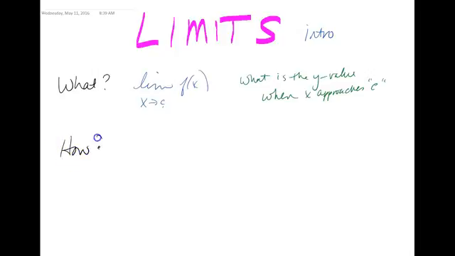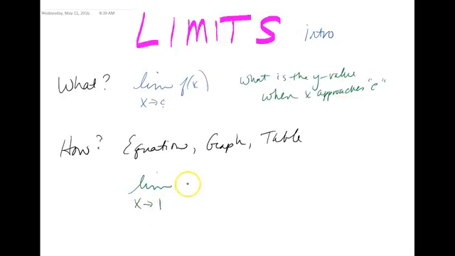You can use an equation, you can use a graph, or sometimes you can look at a table of values and see what's happening to that y value. So let me give you an example just to start us off kind of easy here. Let's say that I'm asking for the limit as x approaches 1, and I give you a function like 2x squared minus x plus 3.